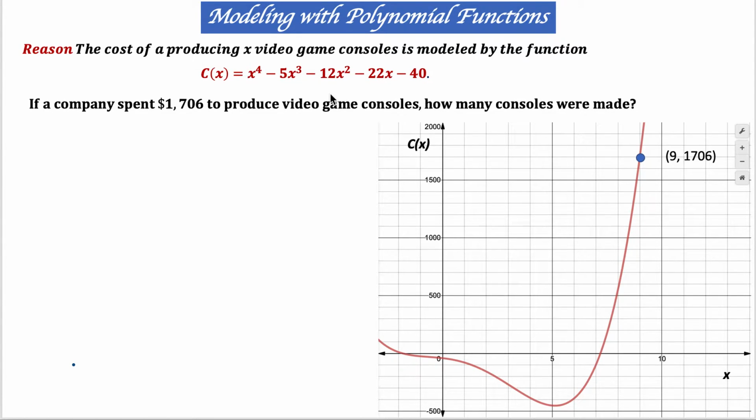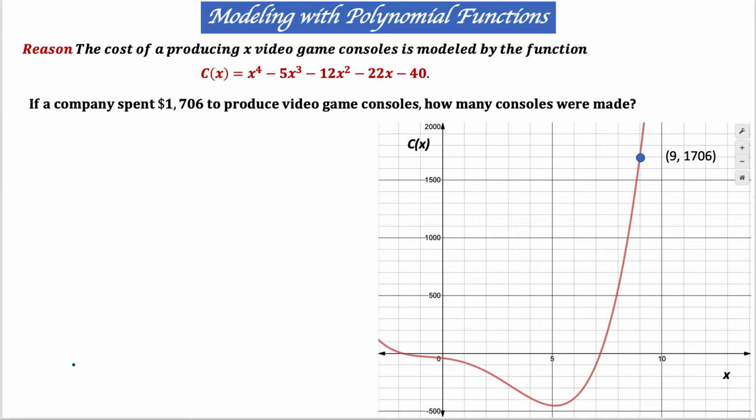We could solve this by factorizing and finding the x's, for example, plugging in 1706 instead of c of x. But because here we are given a lot of work and no restriction, I am taking it for granted and using Desmos. Desmos tells me the cost is $1,706 per company. It means for each console we spend $9.